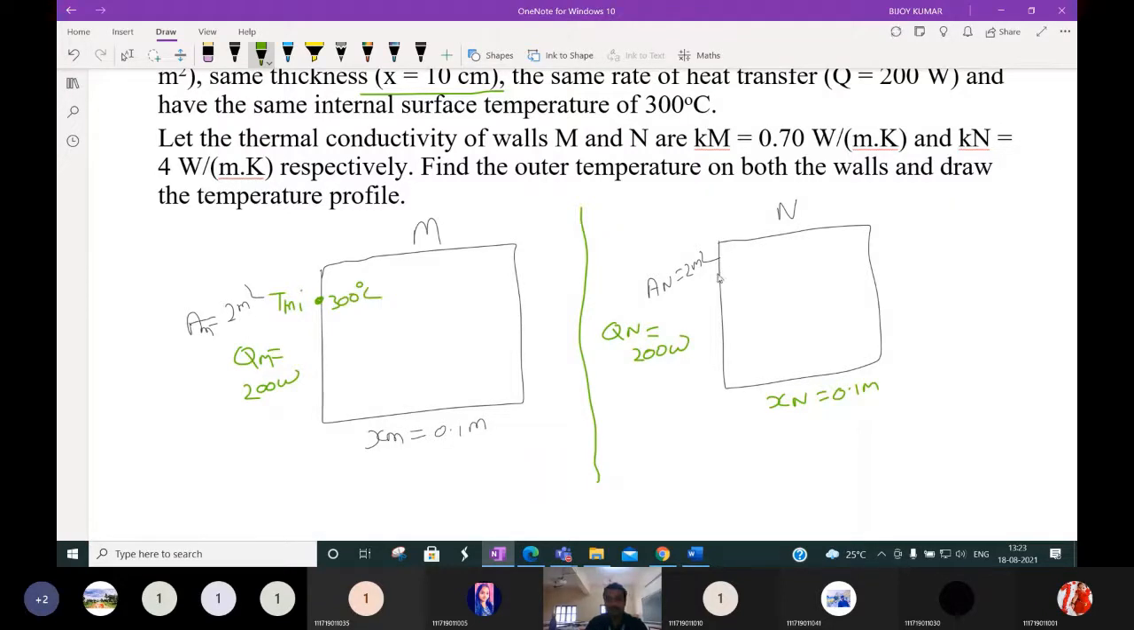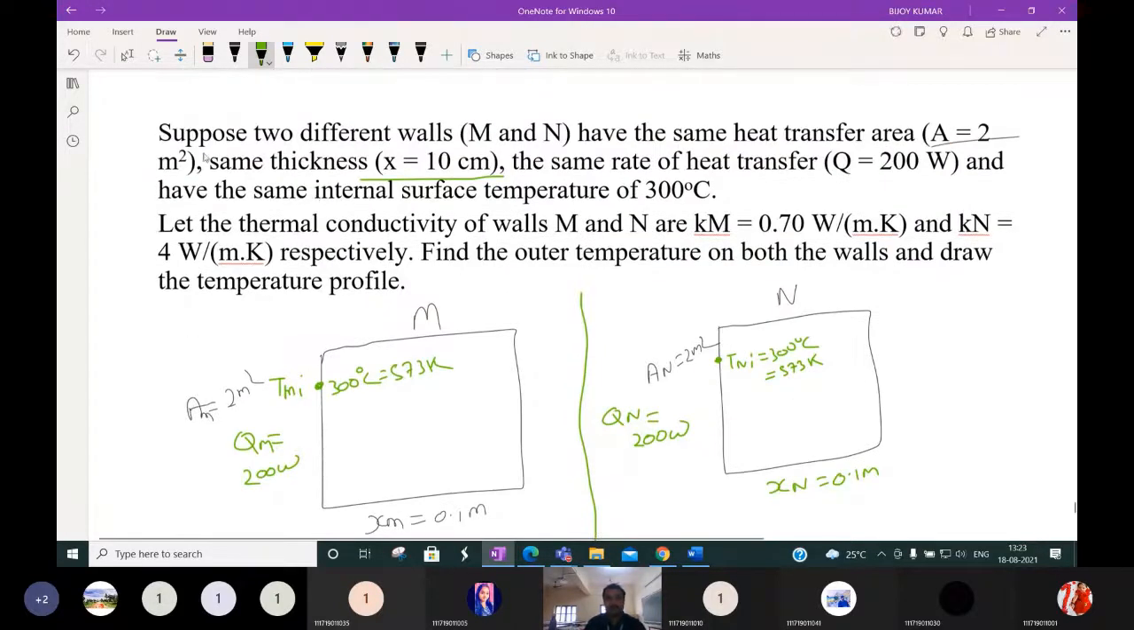It is the same for TNI also. TNI means the inside temperature of the N wall. It is also given 300 degrees centigrade. 300 degrees centigrade means 573 Kelvin, because we have to add 273.